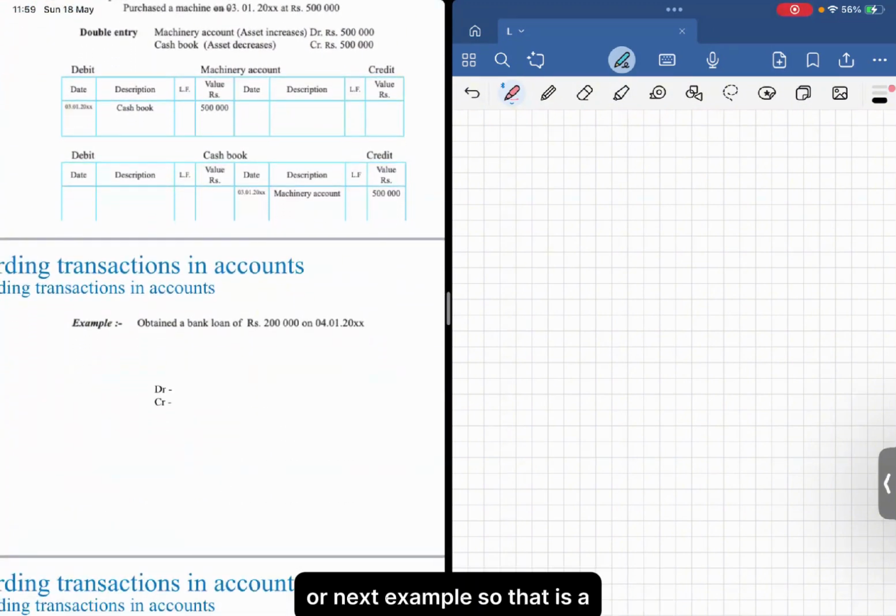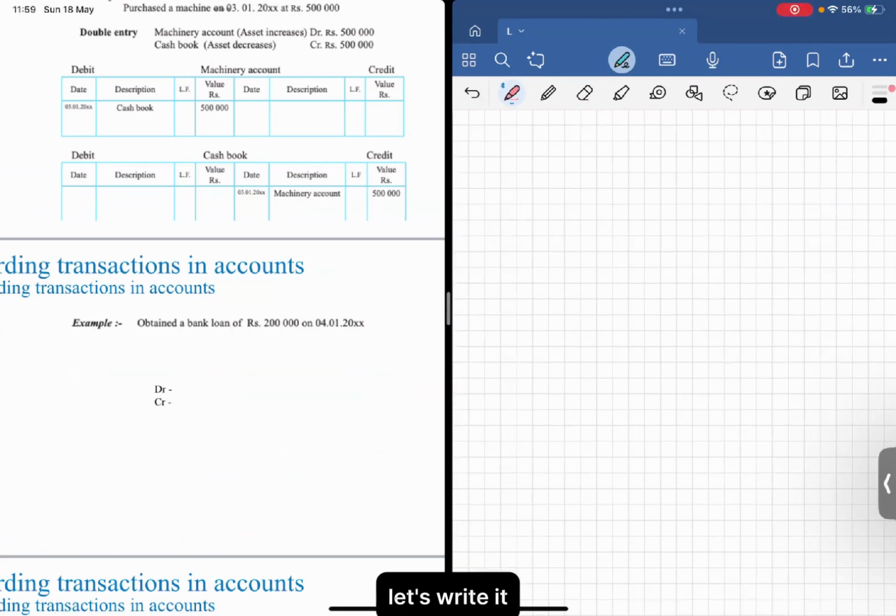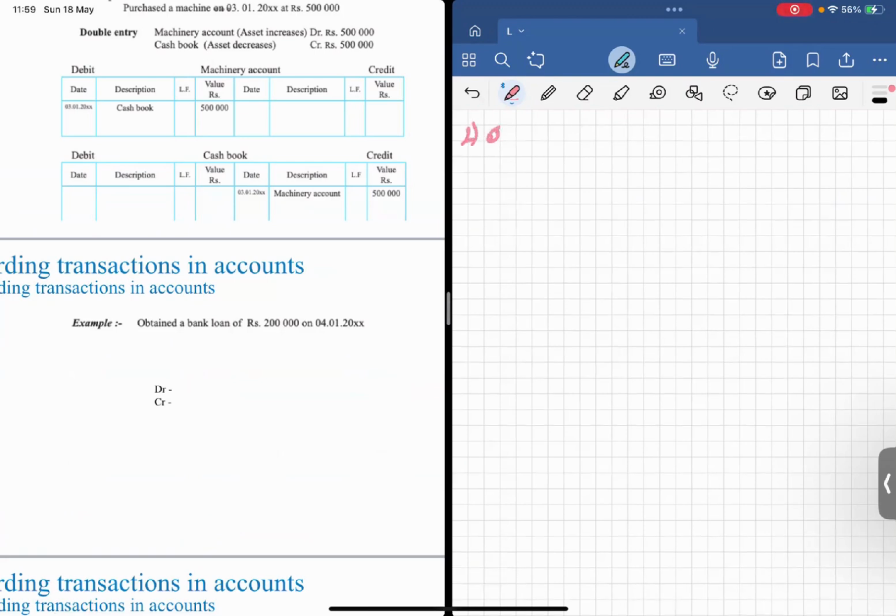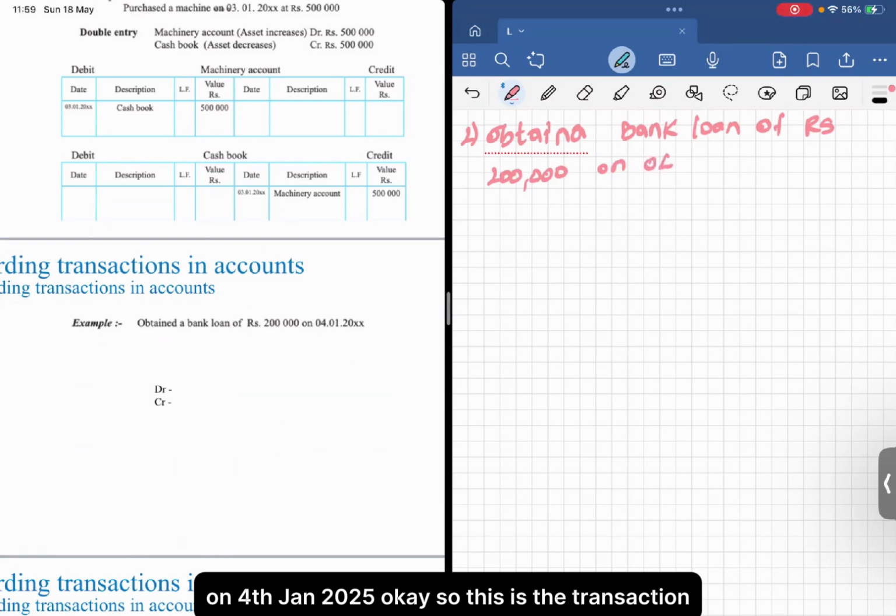Okay, so we are moving on to the next example. So let's write it. Obtain bank loan of rupees 200,000 on 4th Jan 2025. Okay, so this is the transaction.